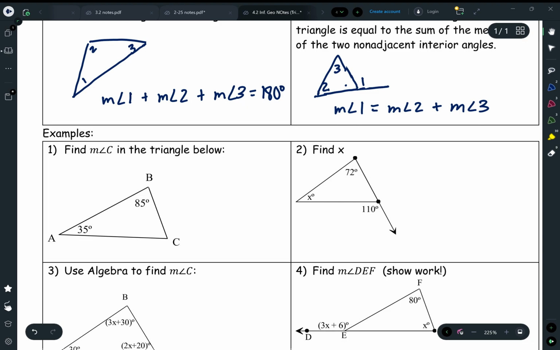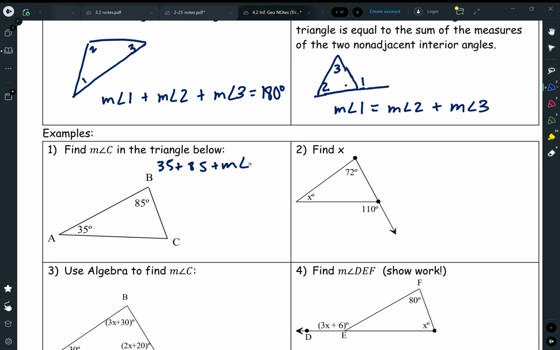So 35 plus 85 plus the measure of angle C is equal to 180. I need to add the angles I have. 35 and 85 is 120, plus the measure of angle C equals 180, and then we need to subtract 120 on both sides. And the measure of angle C is 60.